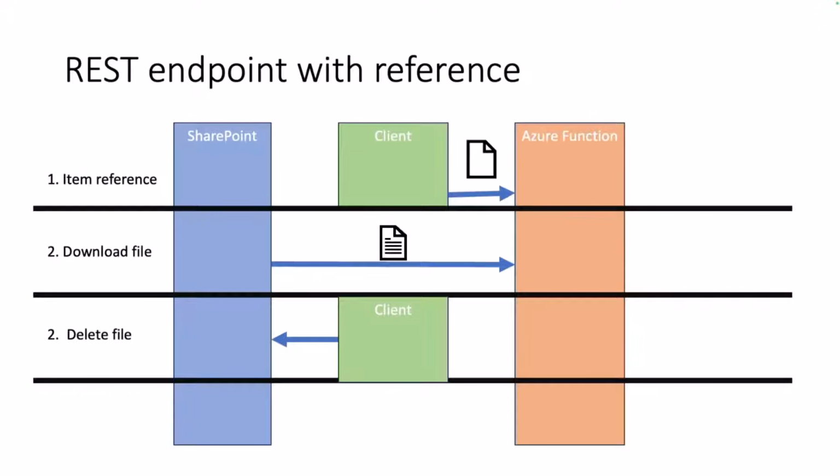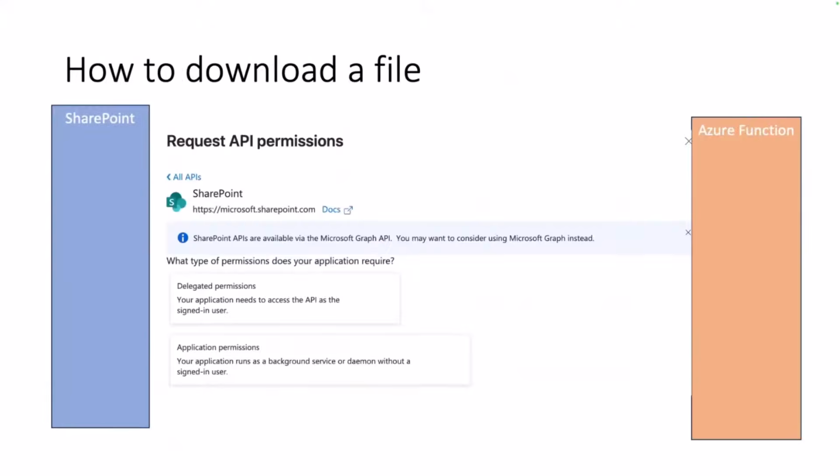So the better thing is, our client selects something and says, this I want to move, and then you give a reference of the file to your Azure function. The Azure function makes the download directly from SharePoint and then deletes it over the client. This is the concept. How do you get the data from SharePoint to your Azure function?